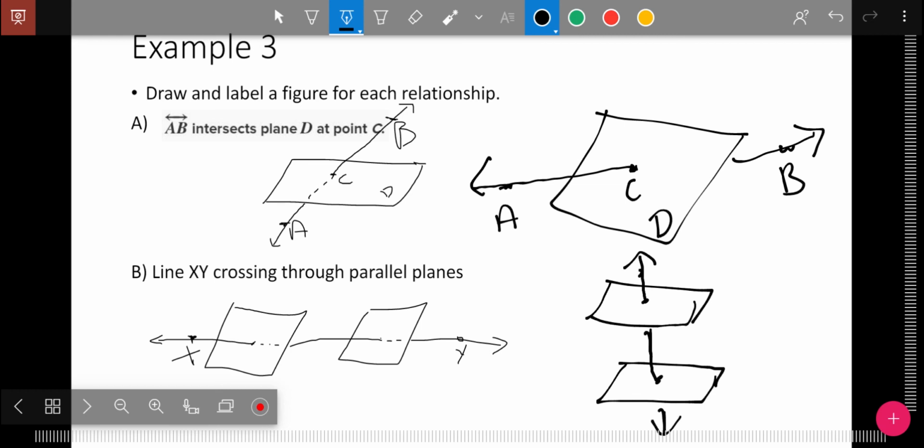And that has X and Y on it. So that line that keeps going through those two planes is line XY. Again, I can use these little dashes to let you know that it's hidden behind it. And that lets you know it's going through it and it's not on it as well.